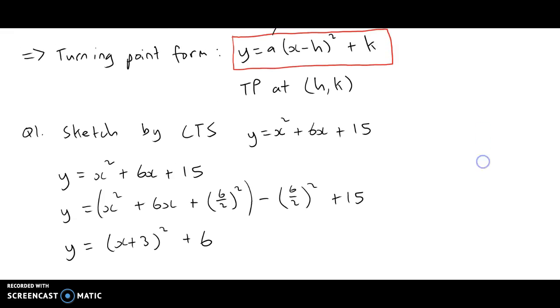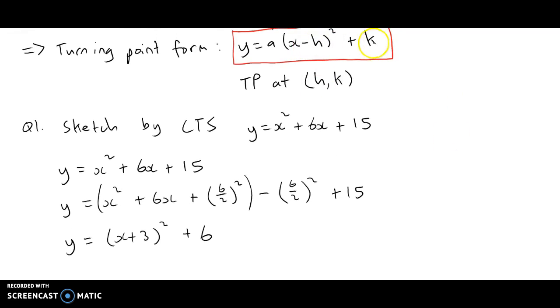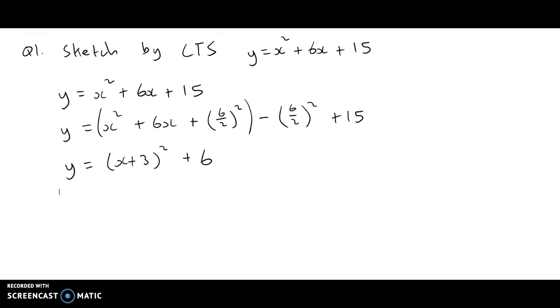Remember, turning point form is y equals a outside of (x minus h) all squared plus k. And hopefully this form here actually looks familiar to you from the transformations that we did a couple of lessons ago. The turning point is at (h, k). So we know our turning point for this parabola will be at (minus 3, 6). This x plus 3 slides it to the left 3, minus 3, and 6.